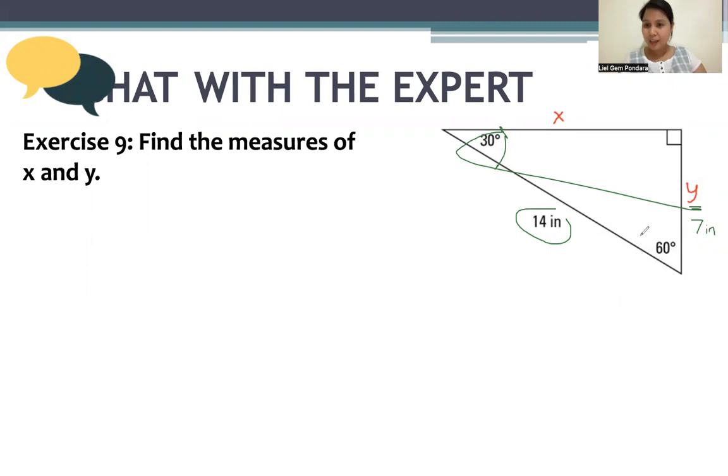The length of the longer leg, the opposite of 60 degrees, is x. Remember, what's the length? That's 7 times square root of 3, of the shorter leg. So if this is 7 inches, the length of the hypotenuse is twice that, 14 inches. And based on the shorter side, the length of the longer leg is 7 square root of 3 inches. This ends our discussion for today.